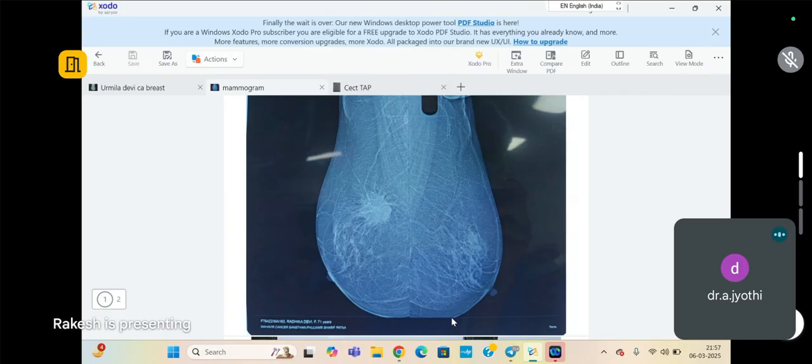Okay. So bone scan. When do you do bone scan? And what is the radioisotope used in bone scan?